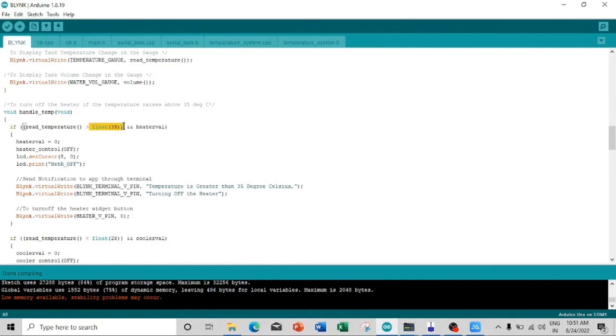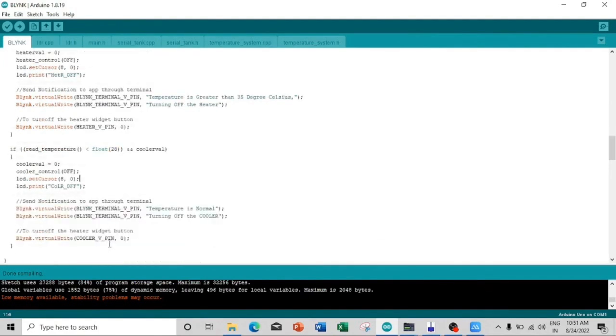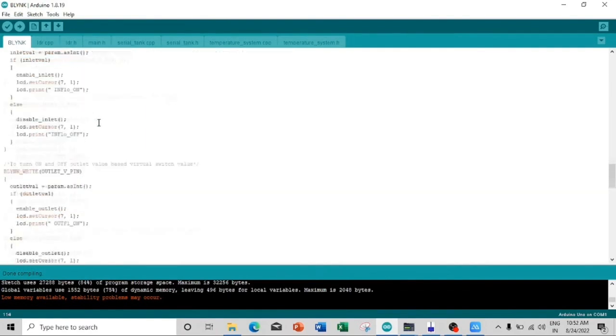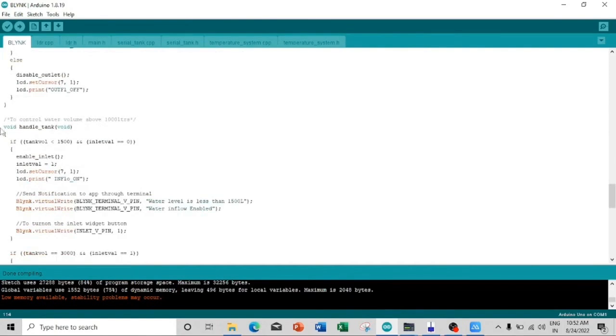The first part of our code is for the temperature system. When the temperature exceeds 35 degrees Celsius, which is not normal for room temperature, the heater should turn off. Similarly, when the temperature drops below 28 degrees Celsius, which is considered the normal room temperature, the cooler should turn off. This is the second part of the code, the temperature system.